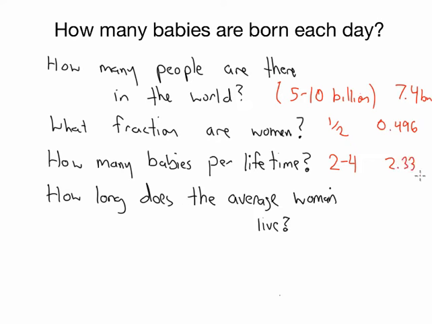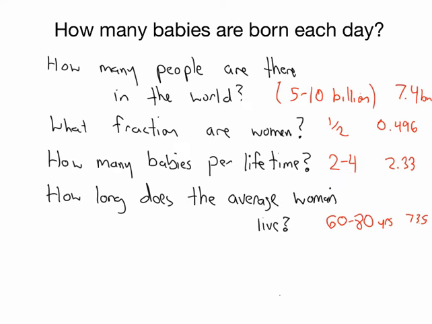And then how long does the average woman live? We're going to guess somewhere between 60 and 80 years, and it turns out that the global average is 73.5 years. And so now what we're going to do is create an equation that puts all of these quantities together.